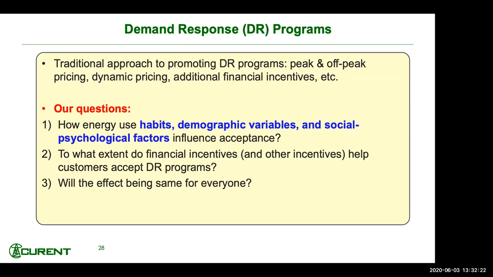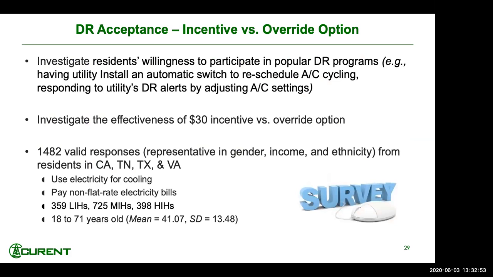Specifically, we are looking at what kind of habits, what kind of demographic variables, and social psychological factors. And again, this is going to be the same for anybody. So we are looking at group comparison, like people who own homes or do not own homes, all kinds of demographics, and other factors. All right, so this is a very complicated demand response.